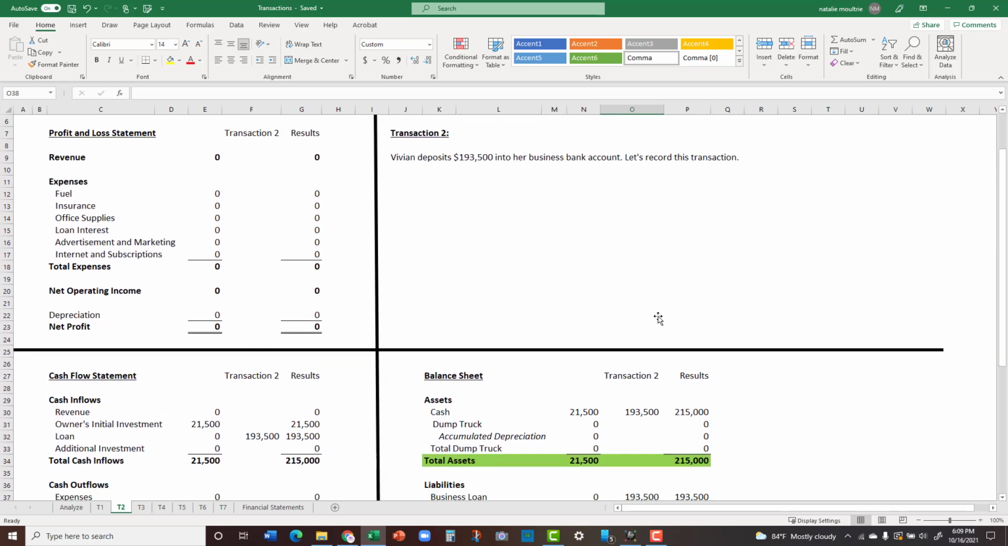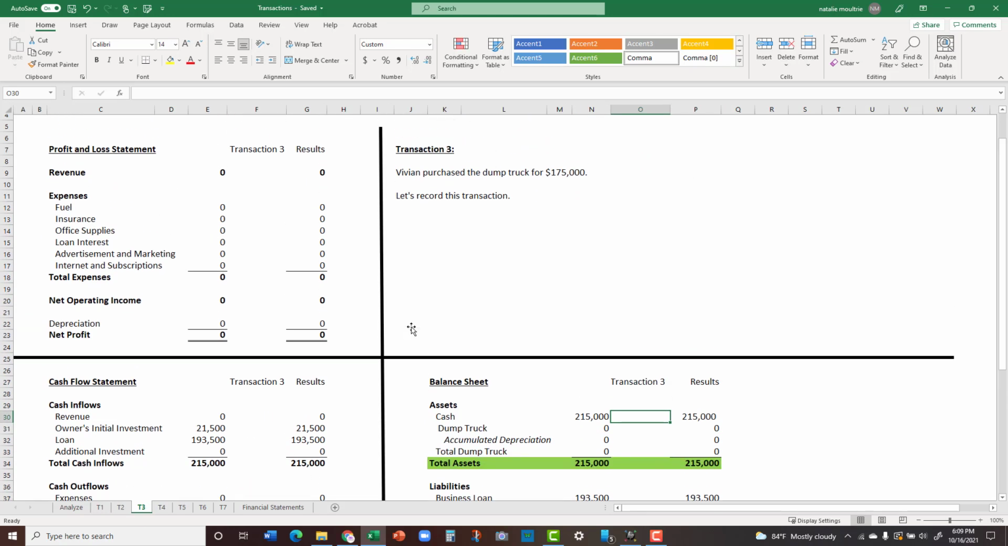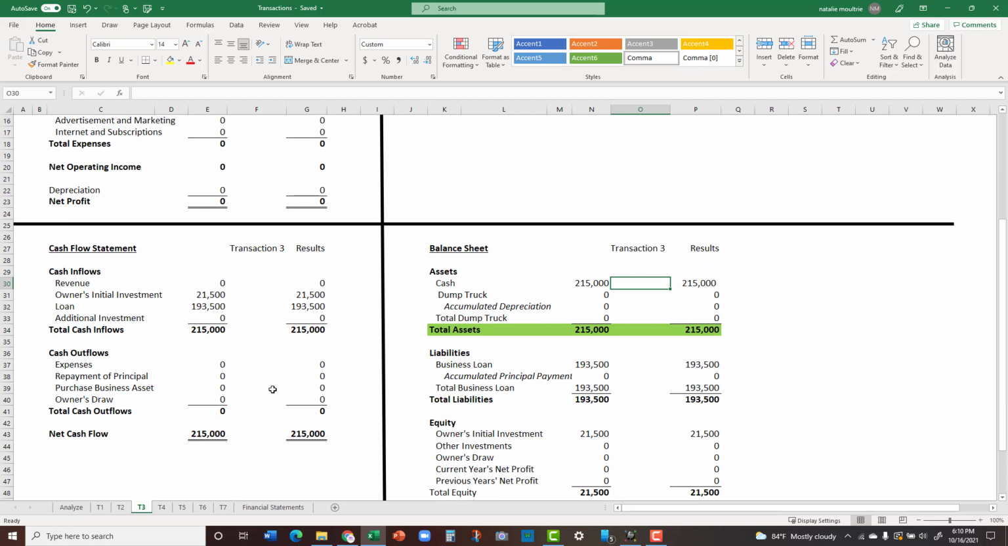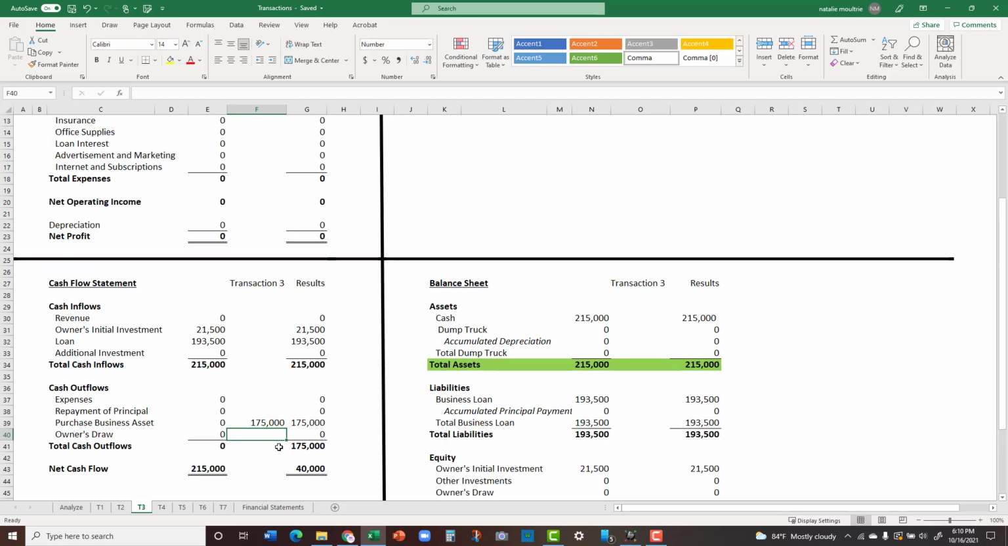All right, so let's continue to build our financial statements with transaction 3. Vivian purchased the dump truck for $175,000. So let's record this transaction. It does impact our cash flow statement because she wrote a check to purchase the dump truck, and it goes under our cash outflow by purchasing a business asset, $175,000. All right, so what that did is it reduced our net cash flow down to $40,000.